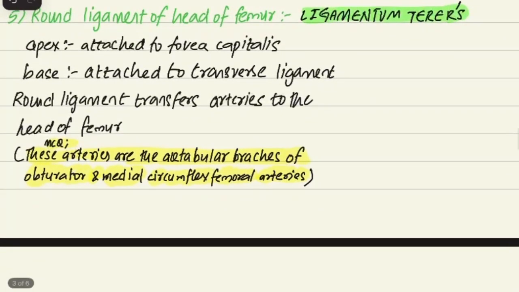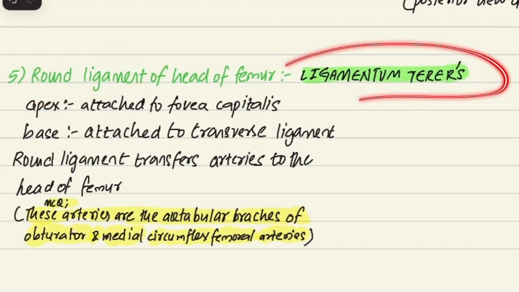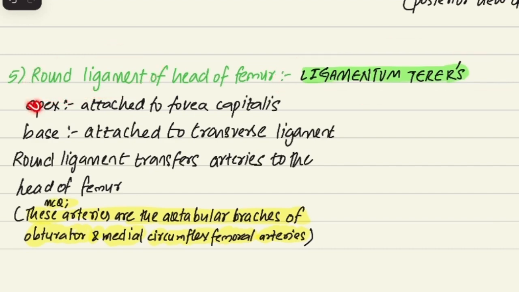We have discussed in the starting that we have the fovea. From this fovea, there is a ligament emerging. That ligament is nothing but the round ligament of the head of femur, and it is called ligamentum teres. You can look here, the apex is attached to the fovea capitis that is present on the head of femur. So the apex is emerging from the fovea capitis, and the base of the ligament is attached to the transverse ligament. Now what is this transverse ligament? Don't worry, I will be telling about the transverse ligament also.